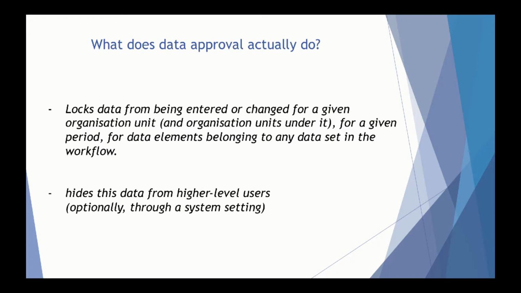Yet in DHIS2, where it can all be a single system, hiding it from the higher levels provides the same kinds of features. It says, let me work on my private data until I'm sure the numbers are accurate. Then I will approve it. Then you, at the next level, be it district or state or province or national, can see it.